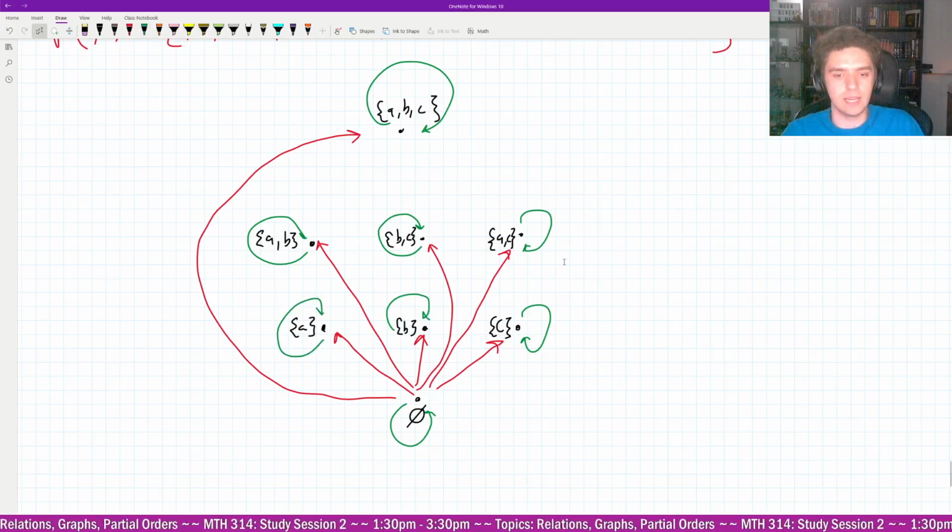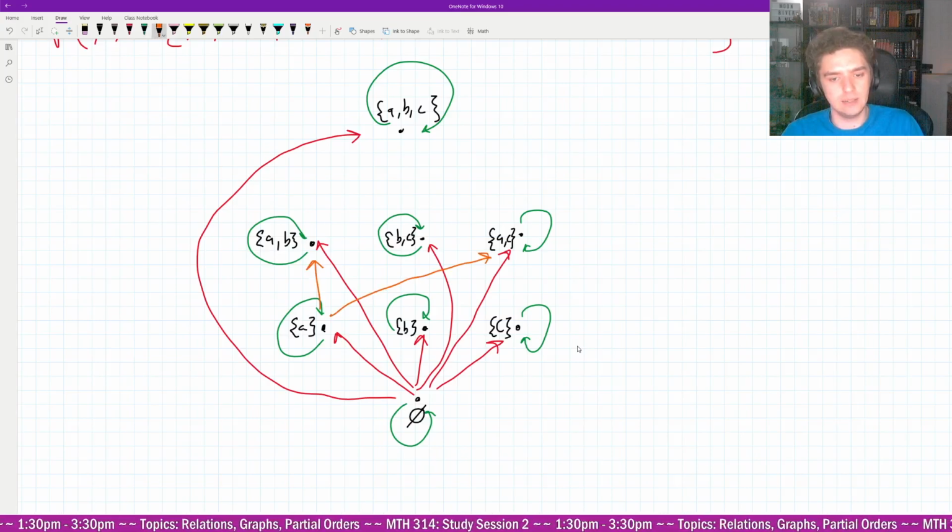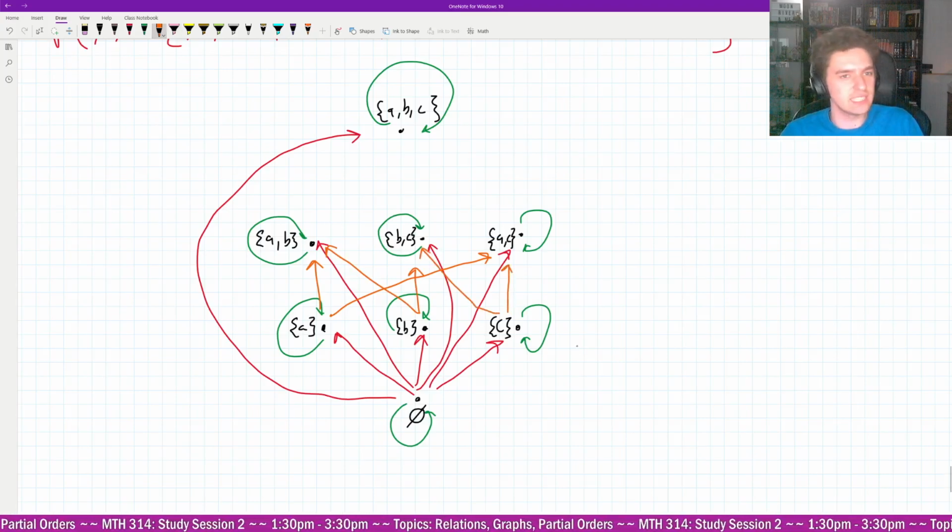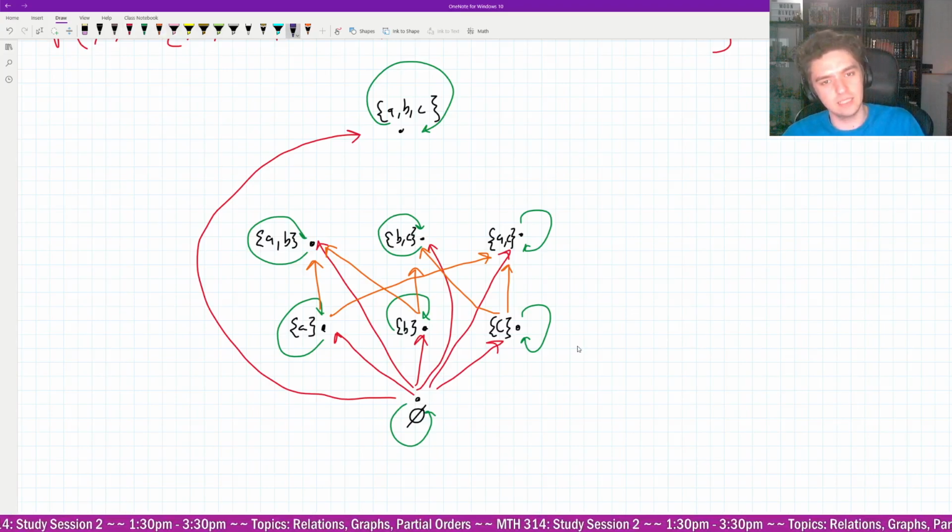There we go. Okay, and then from the null set, that's like the first level of inclusion there. Then we have that A is a subset of AB, right? A is also a subset of AC. B is a subset of AB. B is a subset of BC. C is a subset of BC. C is a subset of AC. So you see it's getting messy very quickly, right? So there's a reason we do Hasse diagrams instead of this.